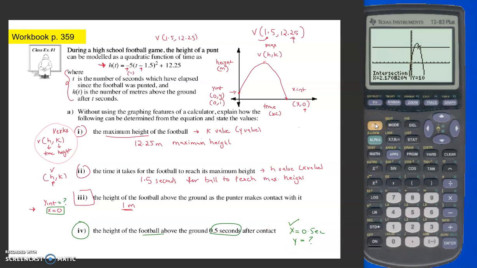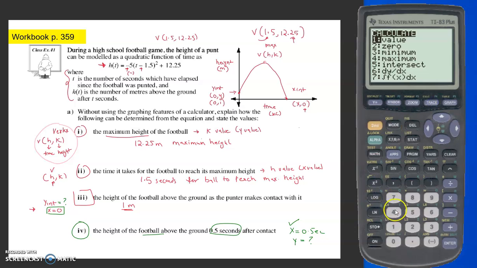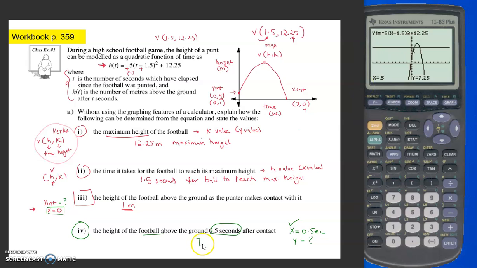So whenever x is given, you go second trace, number 1, and you put in the value of x you know. So it's the same functions that we use for x and y-intercept, but instead of putting zeros in, we're using other numbers. So when x is 0.5, y, or the height, is 7.25 meters. So that means right about here, when it was only 0.5 seconds after it was kicked, it got to a height of 7.25 meters.